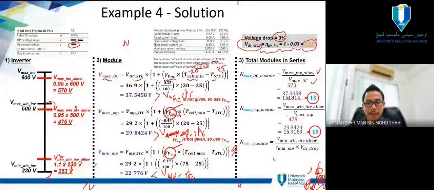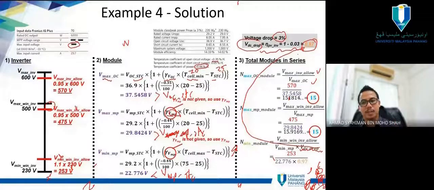And then focus on the admin module. So admin module, remember you need to add up the VDC drop. Okay, mana dapat ni? Dapat daripada sini. Okay, 0.97. Then we take the value of 253 volt over 22.776 over 0.97. Then you get 11.4517, which is this time 12 pula. Jadi 12 pula.